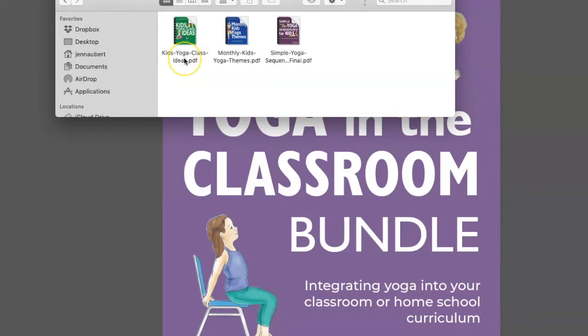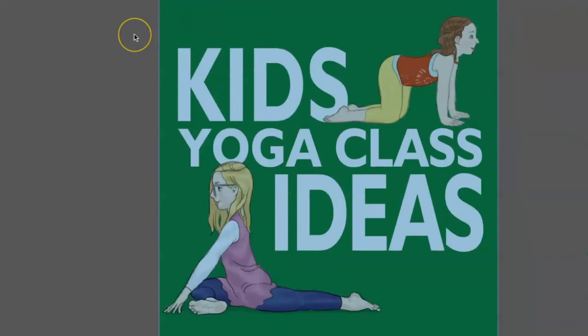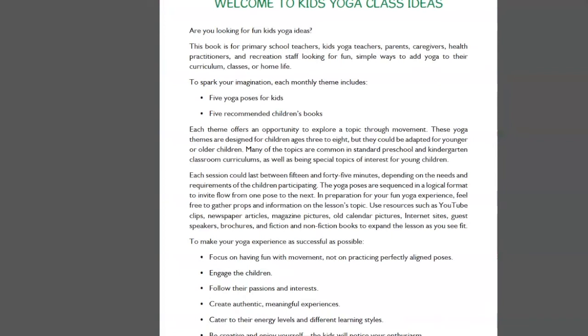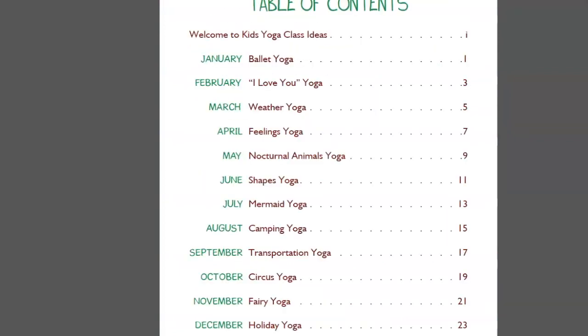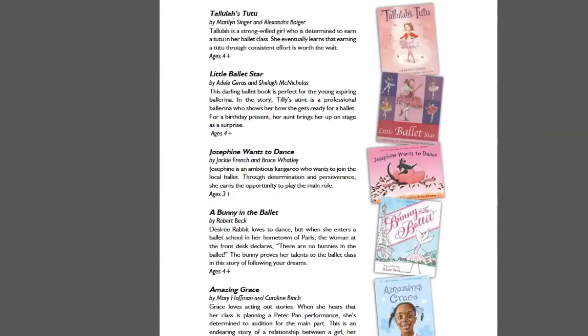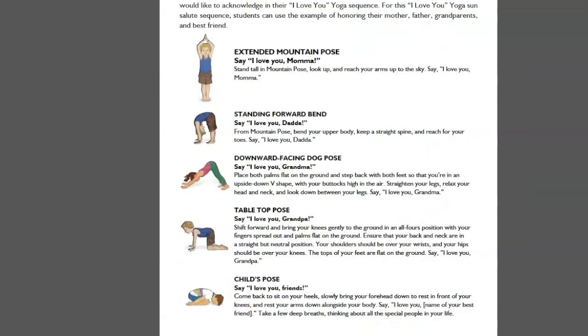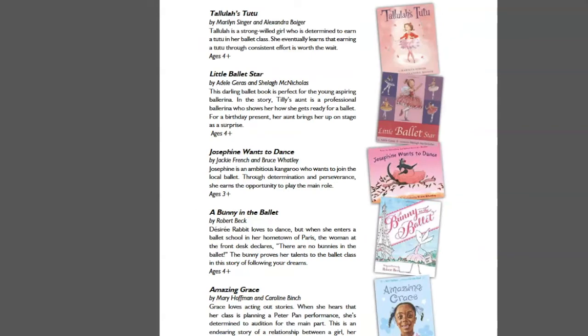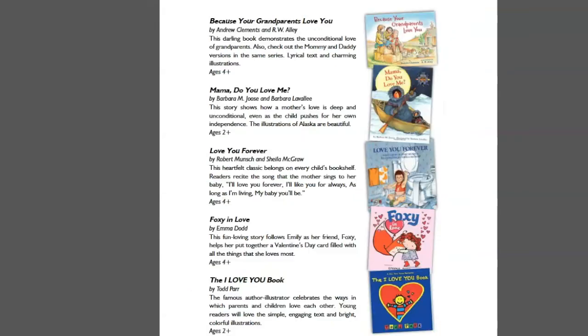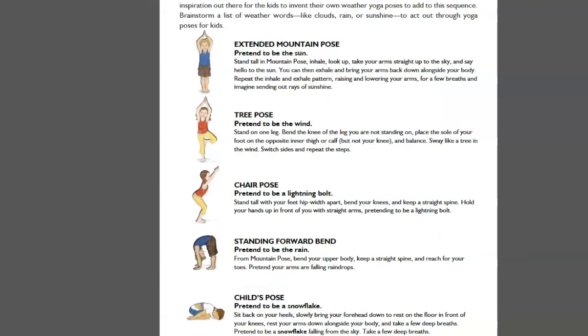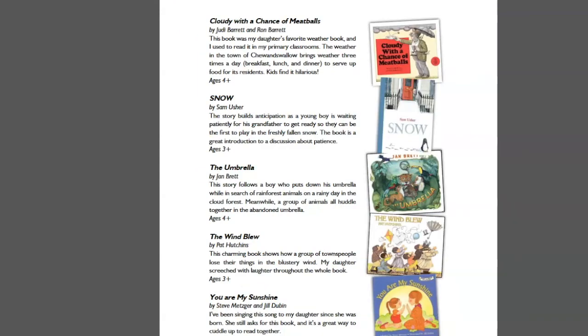Up next, yoga pose sequences. So we're just going to open up the kids yoga class ideas, but we also have monthly kids yoga themes as well as simple yoga sequences for kids. So a ton of ideas. And these can be very easily printed off and handed out to the kids as well. This one is for the calendar year. And you'll notice here also book ideas that you can easily find at the library. Descriptions, book ideas, and themes based on the month of the year.